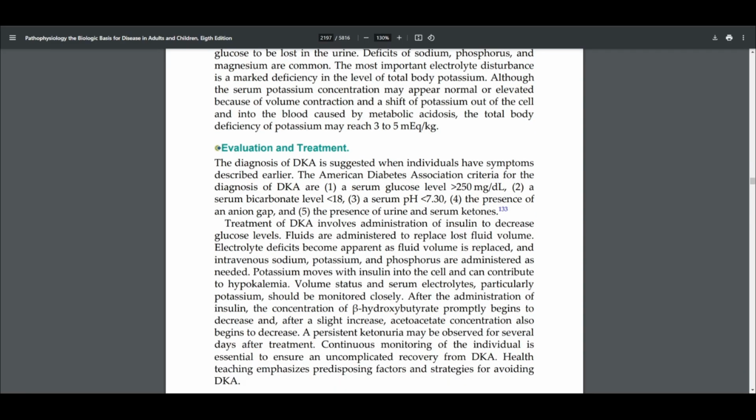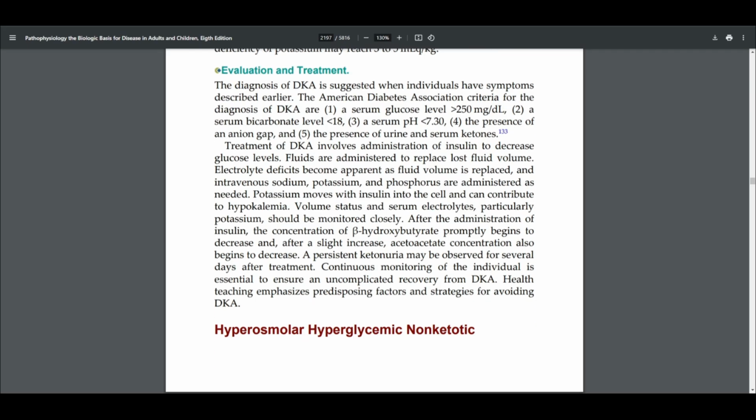So what is our evaluation and treatment of DKA? The diagnosis of DKA is suggested when individuals have the symptoms described earlier. The American Diabetes Association criteria for diagnosing DKA include a glucose level greater than 250, a serum bicarb level less than 18, and a serum pH less than 7.30, the presence of an anion gap, and the presence of urine and serum ketones.